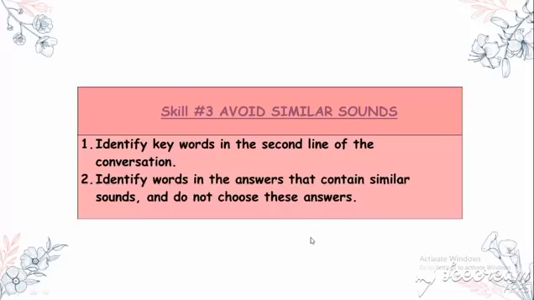Okay, we jump to Skill 3. Avoid similar sounds. Identify keywords in the second line of the conversation and identify words in the answers that contain similar sounds, and do not choose those answers. Often the incorrect answers in Listening Part A are answers that contain words with similar sounds but very different meanings from what you hear in the conversation. You should definitely avoid these answers.